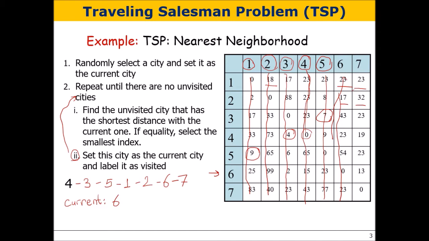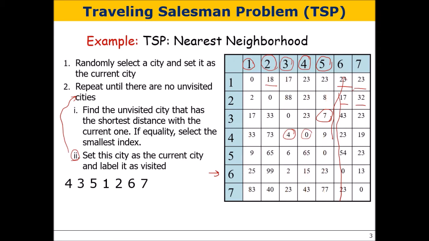So this is how this algorithm works, but the question is, what is the objective function value corresponding to this solution? Let me write all these in this way: 4, 3, 5, 1, 2, 6, 7. What is the objective function value corresponding to this solution? How shall we find it? We will find it from this matrix.